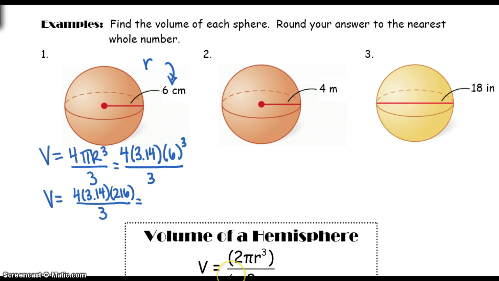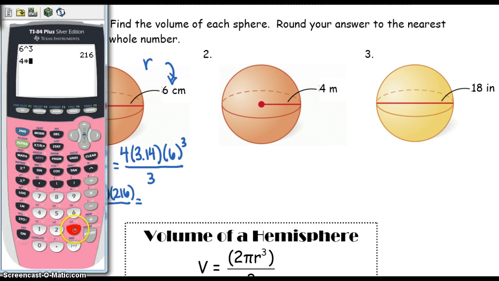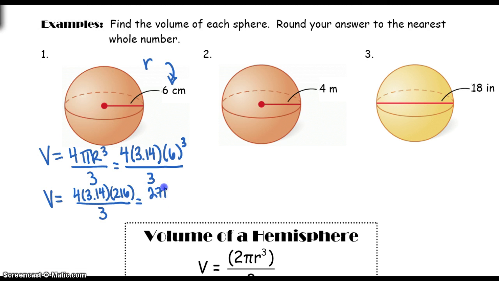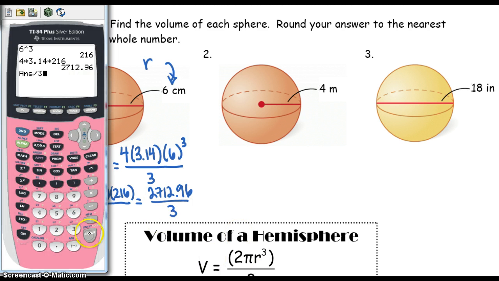So now I'm going to do 4 times 3.14 times 216 in the calculator. And we end up getting 2712.96. And we're going to divide that by 3. So on my calculator, I'm going to hit divide by 3. And we get 904.32. Now I want you to round to the nearest whole number.